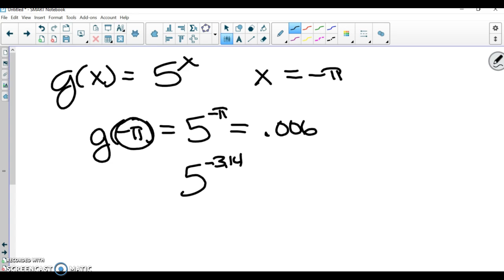We know it's non-repeating, non-terminating. And when we do this, we want to think about this being equivalent to the fraction 1 over 5 to pi, being a very, very small fraction. 1 over 5 to any power greater than 1 is going to become exceedingly small. So that was problem number 7. We're simply substituting values for x, our exponent, and evaluating with the calculator.